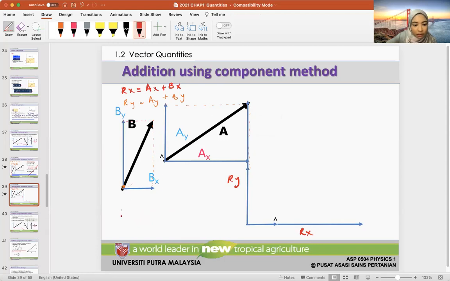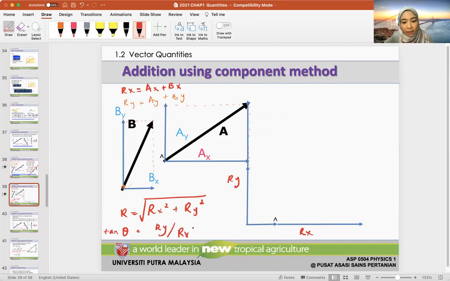So what is R? What is the length of R? R should be Rx squared plus Ry squared, square root the whole thing. What is the direction? Theta, tangent theta equals to Ry over Rx. This is if you're using math.